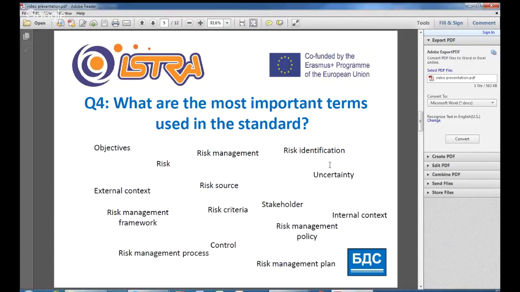Question number 4. What are the most important terms used in the standard? Objectives. Objectives are the outcomes that the organization is seeking to achieve from its activities. Risk. As already mentioned, risk is the effect of uncertainty on objectives. But then, what is uncertainty? Uncertainty is the state of deficiency of information.